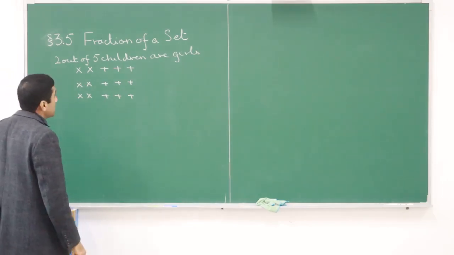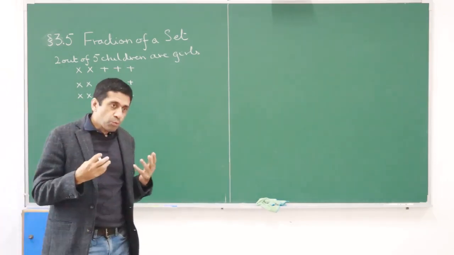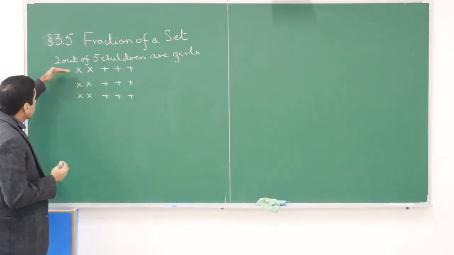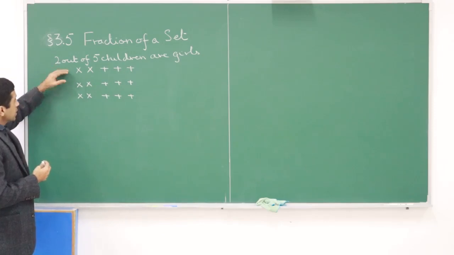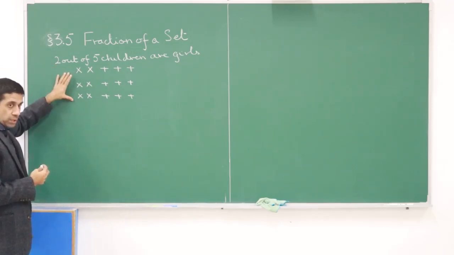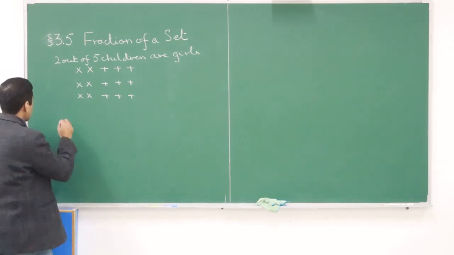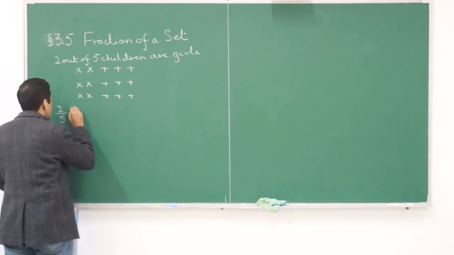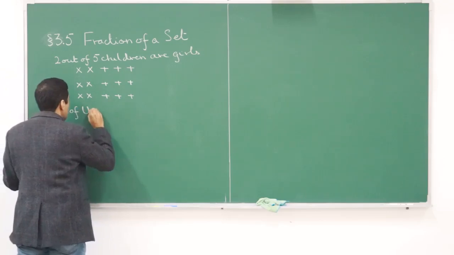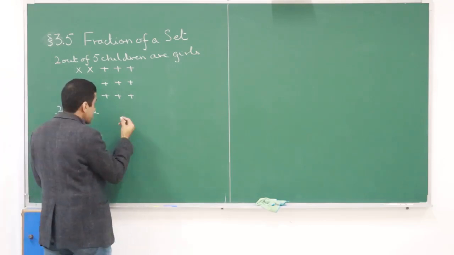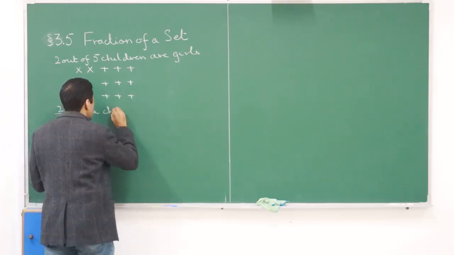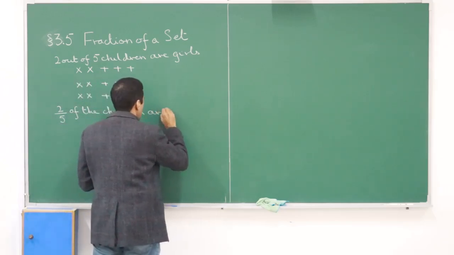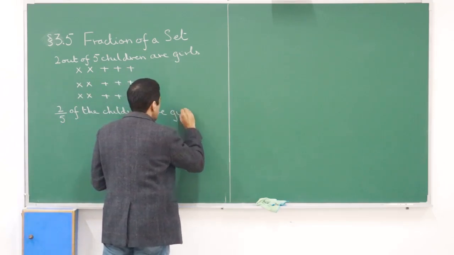Another way of saying, so this is more like explaining terminology. So if I say 2 out of 5 children are girls, right? So this is this physical situation. Another way of saying the same thing is, we can say 2/5 of the children are girls. I'm talking about English here. How do we say things in English? 2/5 of the children are girls.